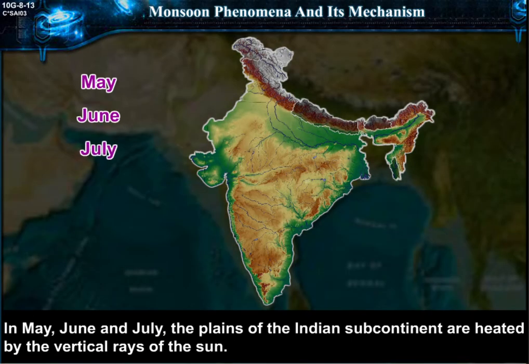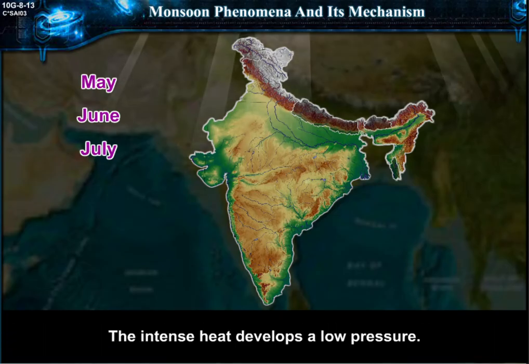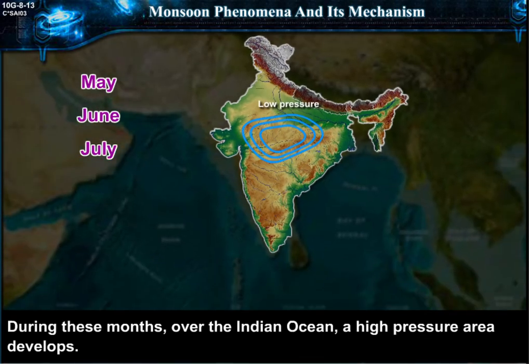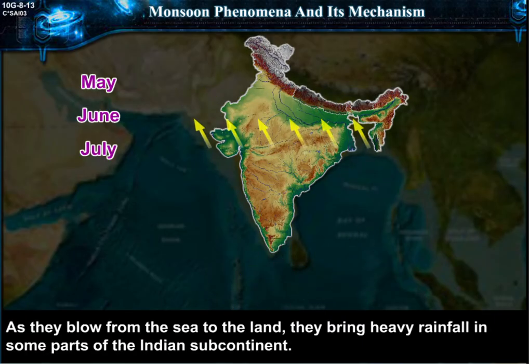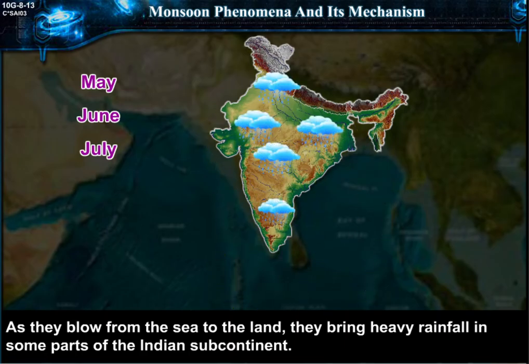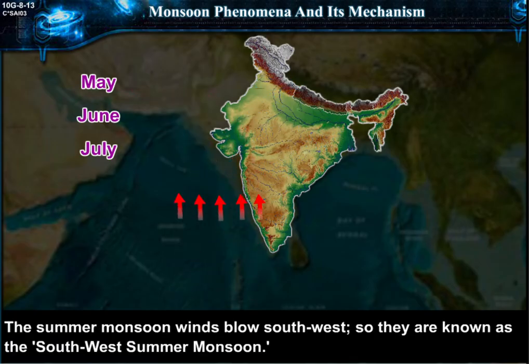In May, June and July, the plains of the Indian subcontinent are heated by the vertical rays of the sun. The intense heat develops a low pressure. During these months, over the Indian Ocean, a high pressure area develops. So, the winds blow from the Indian Ocean northward and northwestward into Asia. As they blow from the sea to the land, they bring heavy rainfall into some parts of the Indian subcontinent. The summer monsoon winds blow southwest, so they are known as the southwest summer monsoon.